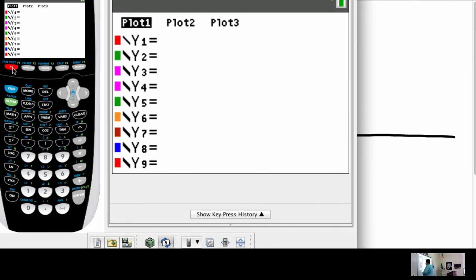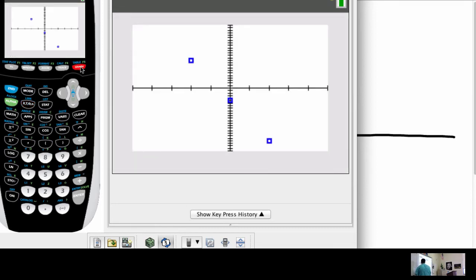Now let's plug in our function. If I say x cubed, was it minus 12x minus 5? And I hit graph. Does that make sense? Yeah.